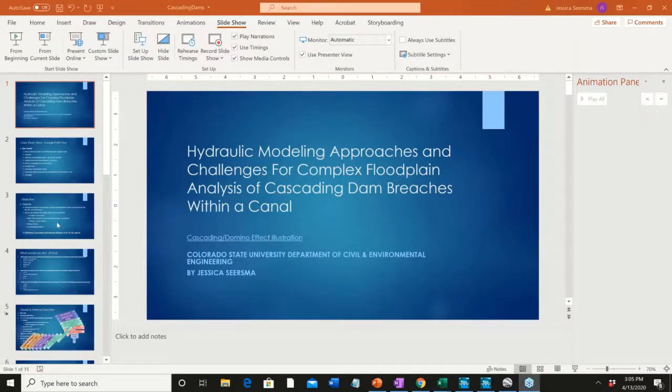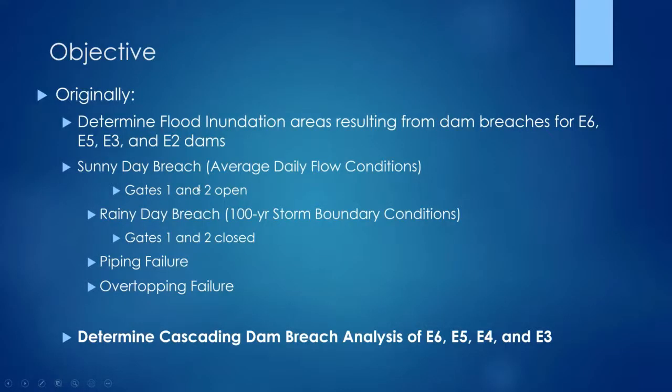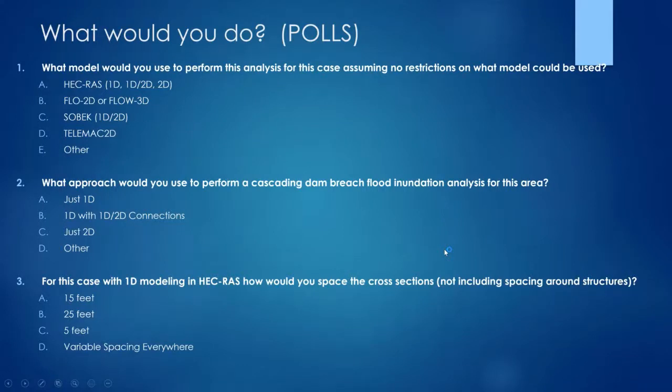And so the objective ended up just being wanting to look at breaches from each of those individual dams, and which then morphed into a cascading dam breach analysis. And so I wanted to kind of get your opinion after seeing the case study area. What would you do? And so this is the polls.